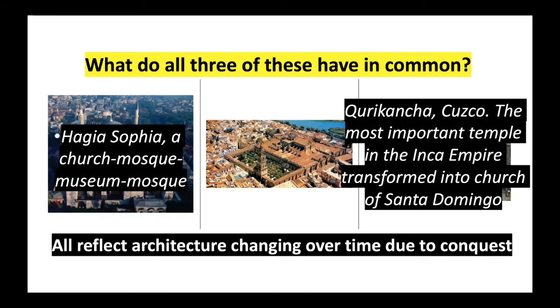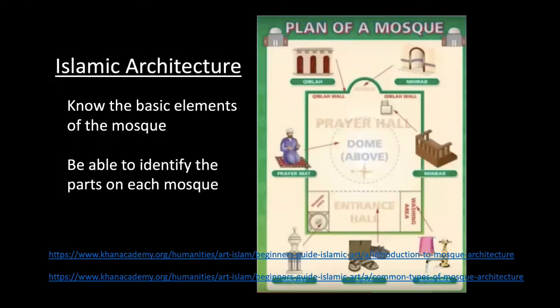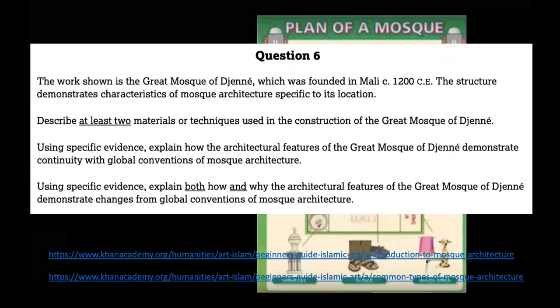And then you have the Coricancha in Cuzco, which was the most important temple in the Inca Empire, which was then transformed into the Church of Santo Domingo when it was colonized and taken over. And then you have Cordoba. All right, and then we also should be able to, after taking notes on this, recognize examples of Islamic architecture. Again, the basic elements of the mosque we need to know, we need to be able to identify. And here's a reason why.